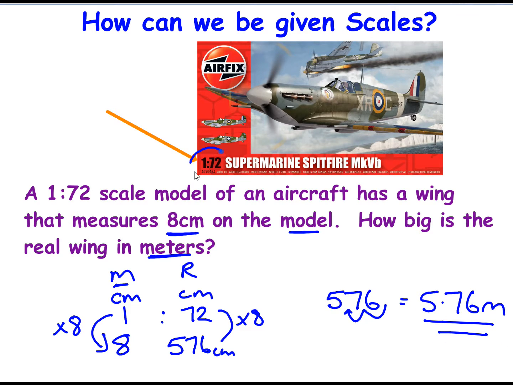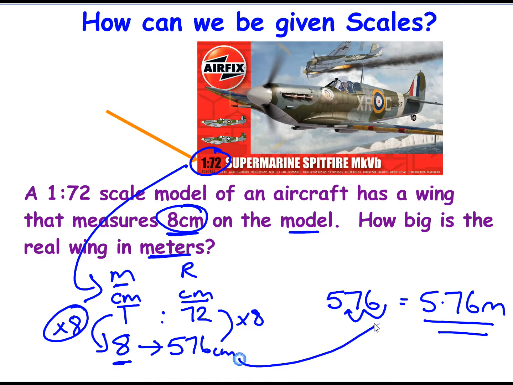So for this type of scale, the units are the same, they're both centimeters, and we've gone from the scale to a strap line that says 1 to 72, and I've been given something that relates to the model, so it went under this side. I found my ratio scale to find my answer, and then I had to convert my answer into meters.